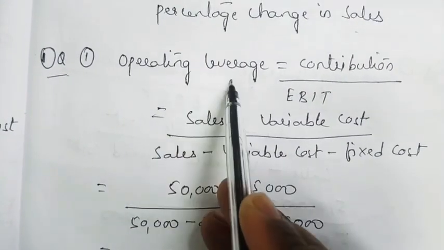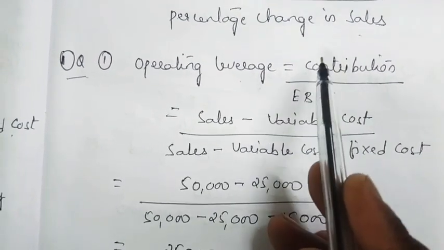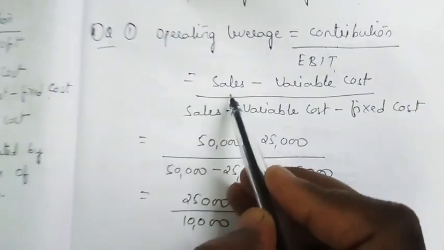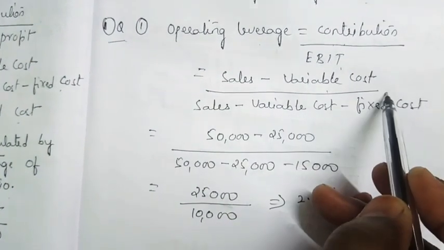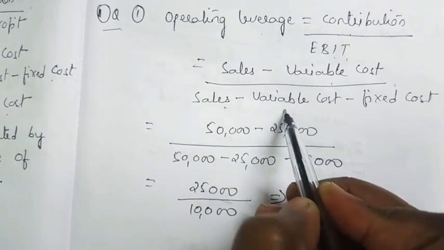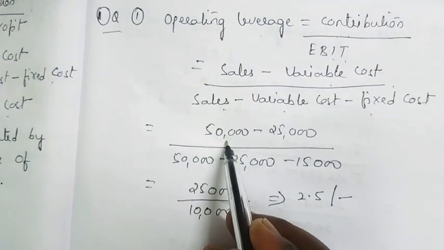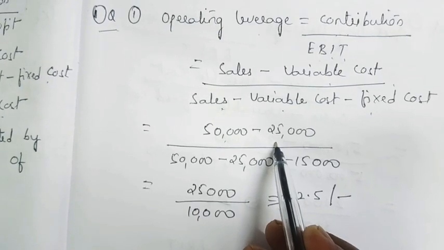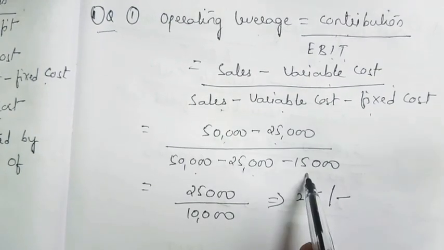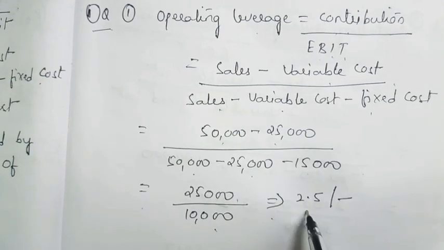Solution: operating leverage equal to contribution divided by EBIT. Now we don't have contribution in the question, we have information about the sales and variable cost. So we need to find out the contribution. Contribution is sales minus variable cost, divided by EBIT. EBIT also he didn't mention. So how are you going to find out the EBIT? Sales minus variable cost minus fixed cost, you are going to get the EBIT. So sales you have 50,000 and variable cost you have 25,000, divided by sales 50,000 minus variable cost 25,000 minus fixed cost 15,000. The value is 25,000 divided by 10,000, that equals 2.5.